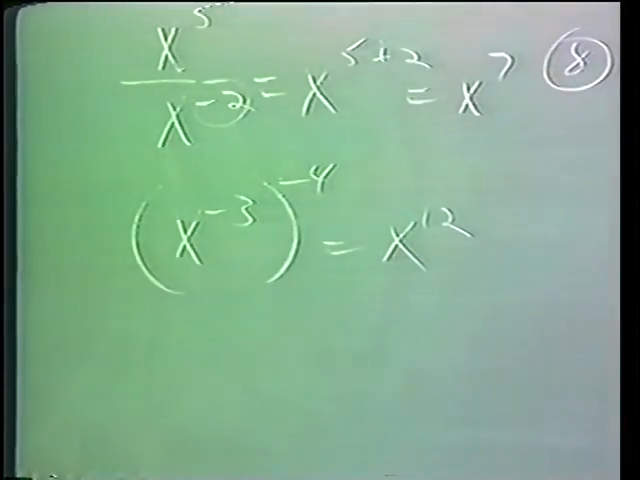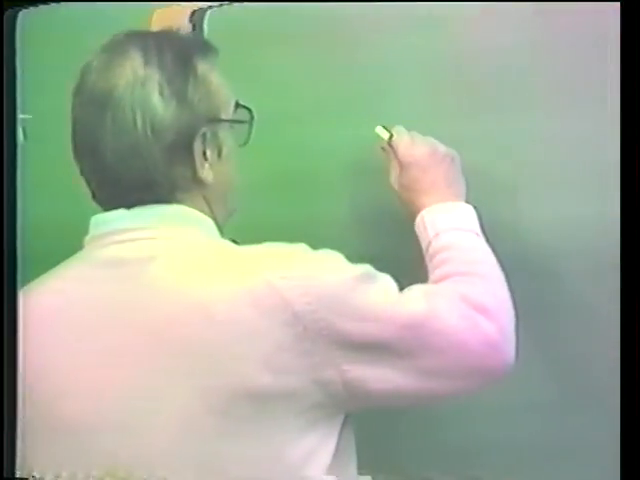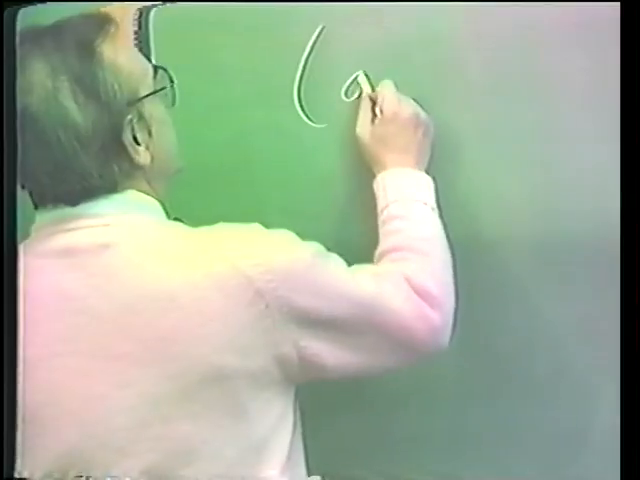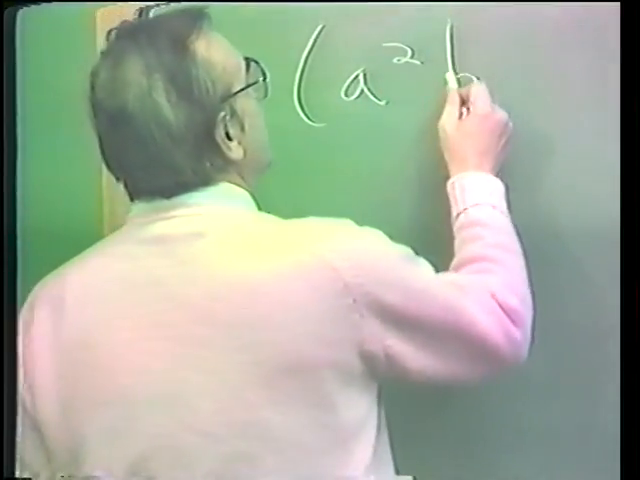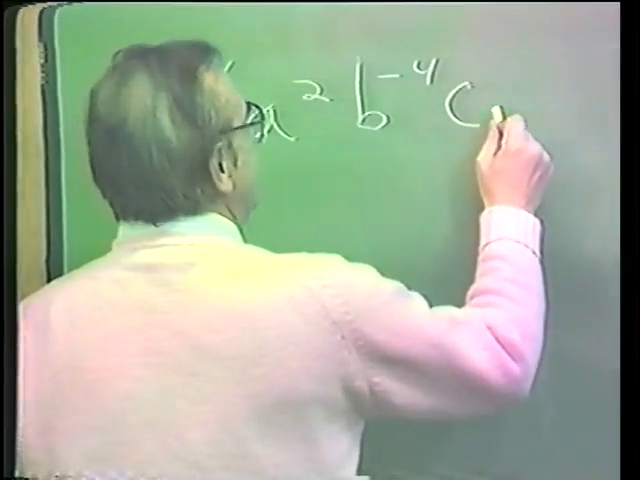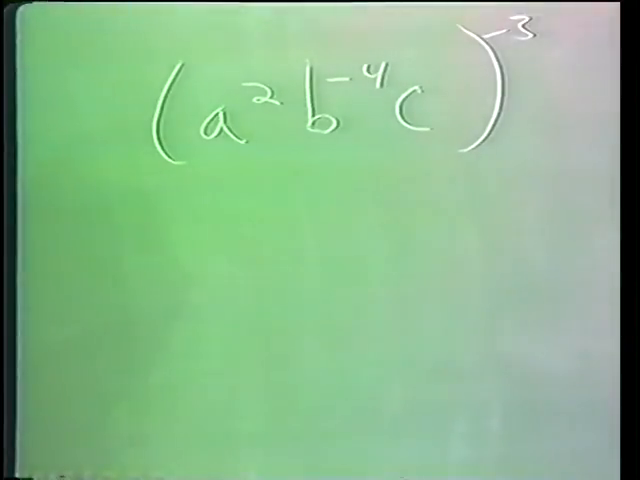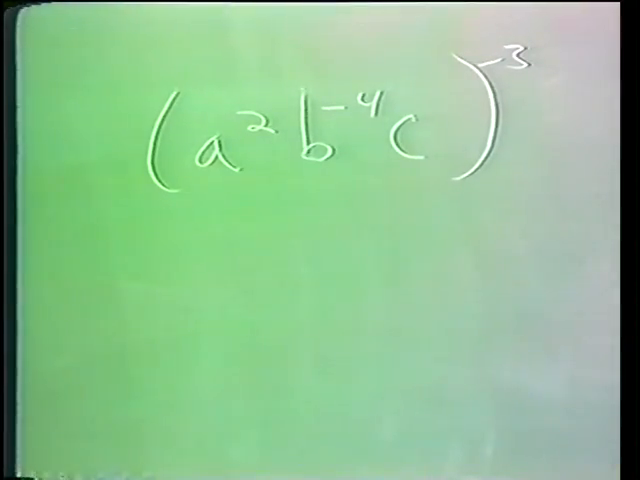Okay, I'd like you to express this as a single fraction, simplified form without negative exponents. Let's suppose we have a squared b to the negative 4 c raised to the negative 3rd power.